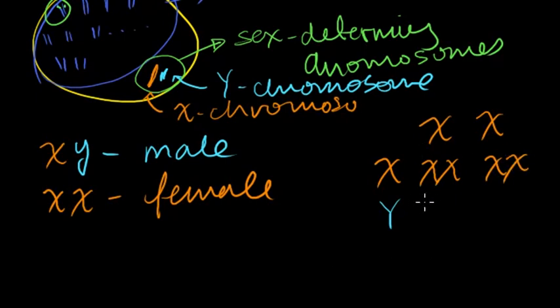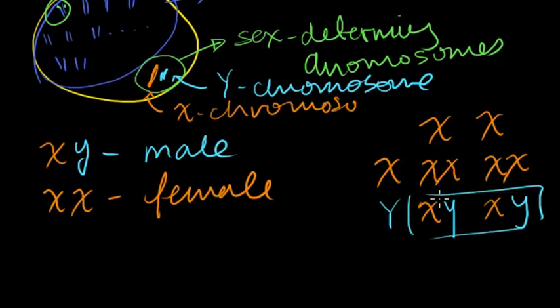Or, well, your mom's always going to be donating an X chromosome, and then your dad is going to donate either the X or the Y. So in this case, it'll be the Y chromosome. So these would be female, and those would be male, and it works out nicely that half are female and half are male.